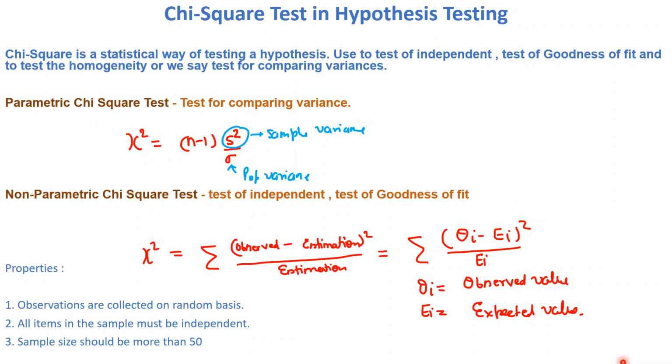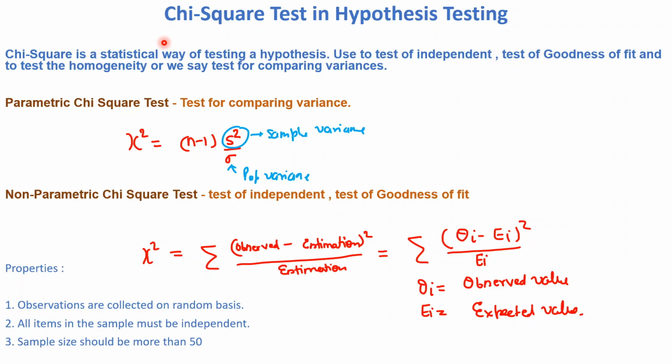We can use the chi-square test as a test of independence, a test of goodness of fit, and to test homogeneity, or, we say, for comparing variances. So if we want to compare variances, we can use the chi-square test. If we want to test goodness of fit or homogeneity, we can use the chi-square test. Or if we want to test independence, whether our data is independent or not, in that situation we can use the chi-square test.